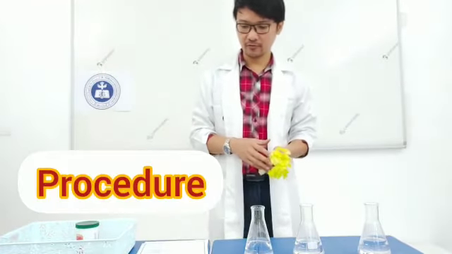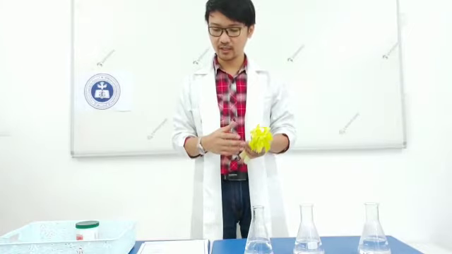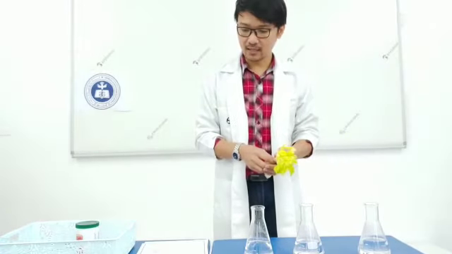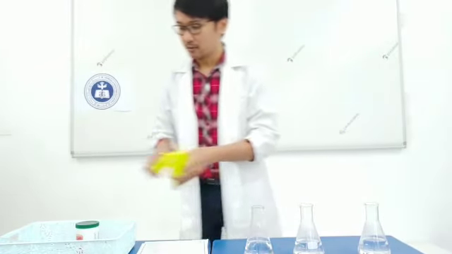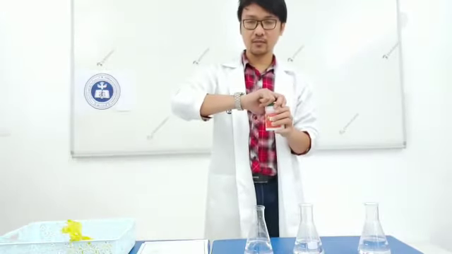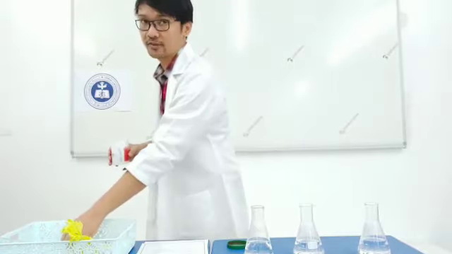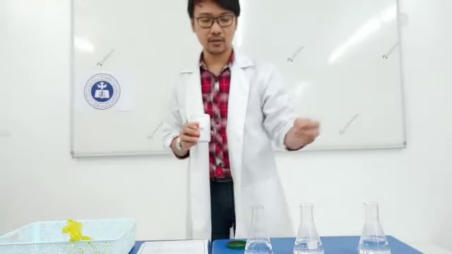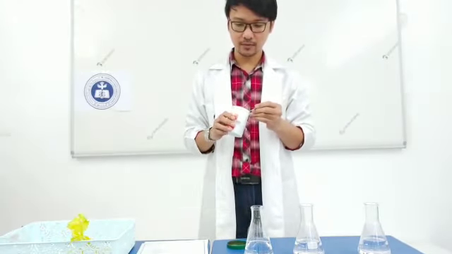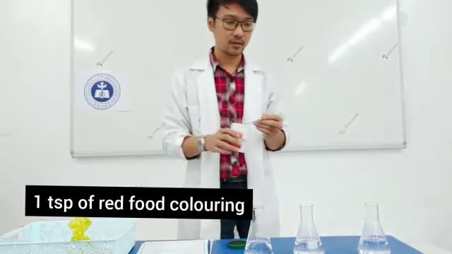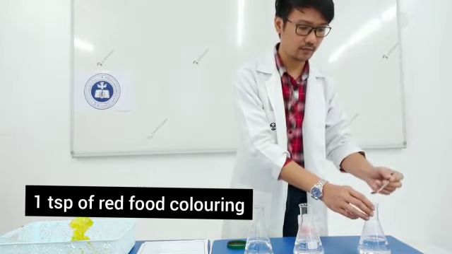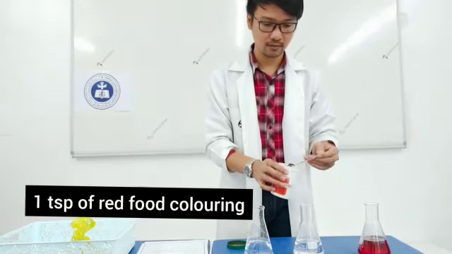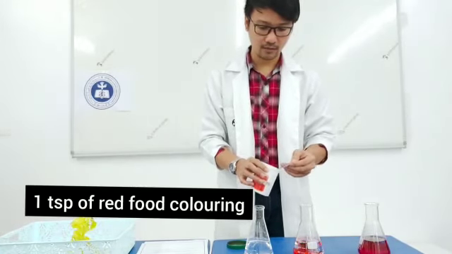So let's go to the procedure. The first thing to do is to fill the conical flasks with water, the same amount in each. Then we put in the food coloring. We're not using liquid food coloring, but the powdered one. To make it fair, we are going to use the spatula and the spoon, and put 1 teaspoon of the food coloring in each flask: the first one, the second one, and the third one.